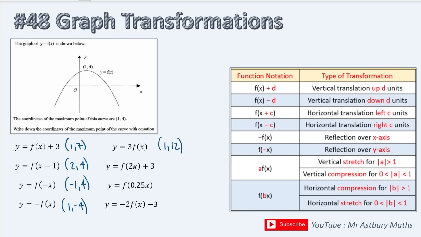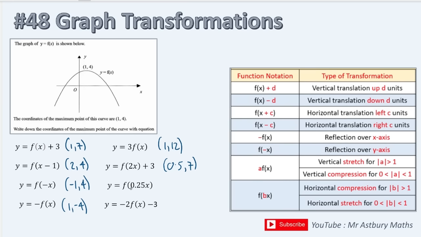Okay, we've got a double one here. We've got f of, inside the bracket, 2x. Now this is a bit strange. When it's inside the bracket, we do the opposite of what we'd expect. So it's going to be not a stretch of a scale factor 2 in the x, but actually a compression by a scale factor of a half. So the graph is going to look like this. It's going to get squashed in the x-axis. So that's going to move the x-coordinate to 0.5. And the y-coordinate is going to be affected by this plus 3, because that's going to shift the graph up by 3, so that's going to give you 7 in the y.